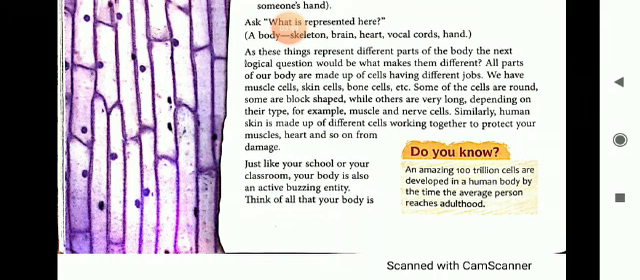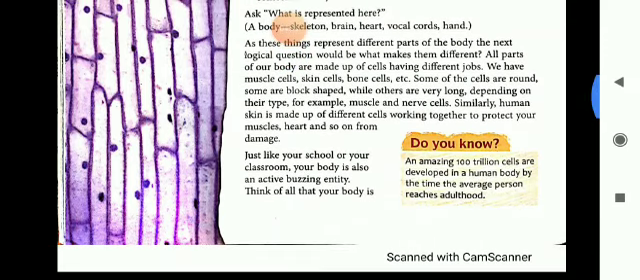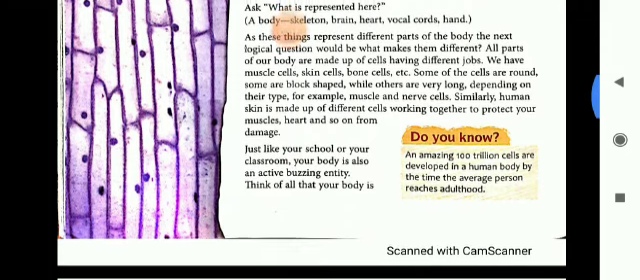For example, muscle and nerve cells. Similarly, human skin is made up of different cells working together to protect our muscles, heart, and so on from damage. So all the body parts perform different functions, but basically they are made up of the same thing, that is the cell.